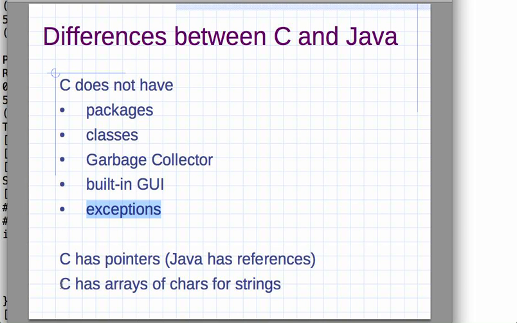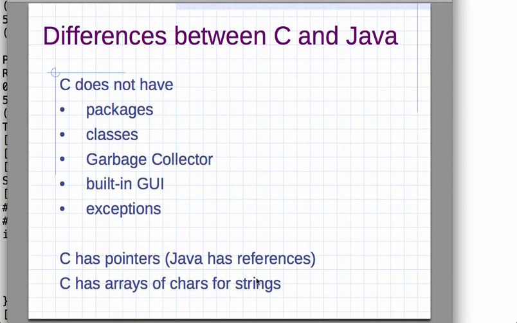Okay, and we haven't quite looked at this yet. C has arrays of characters for strings, whereas Java has a string object. Since it's an object-oriented language, it has a string class, and that makes it very easy to use strings, whereas in C, once you get used to it, it's not that bad, but it does take some getting used to, using arrays of characters to represent strings.